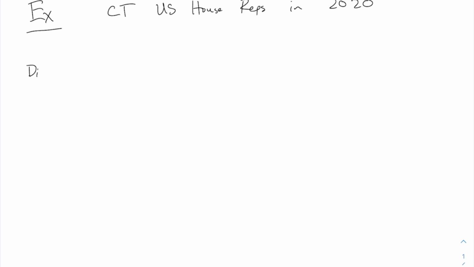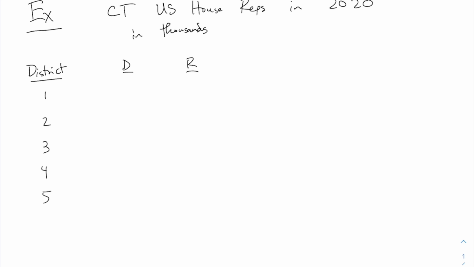We have 5 districts in the state of Connecticut: 1, 2, 3, 4, 5. And I'm just taking votes for Democrats and Republicans. There are third-party candidates in these elections also, but I got rid of those, so we're only looking at Democrats and Republicans here. And these are in thousands. I rounded everything to thousands, just so that we don't have a whole bunch of digits.